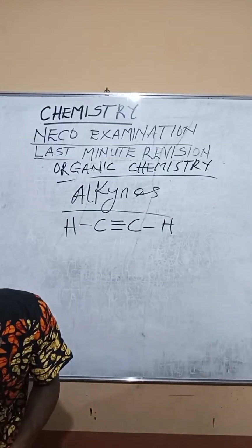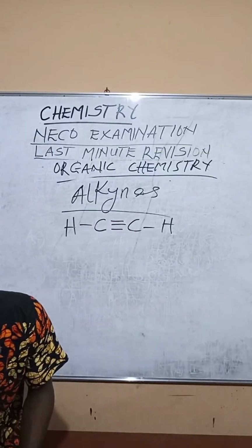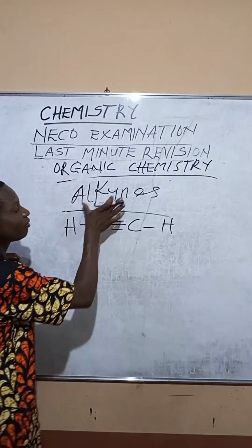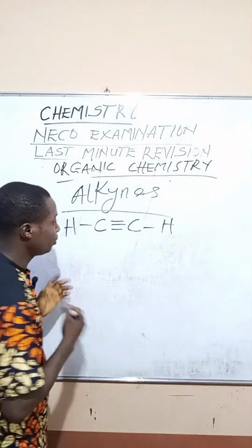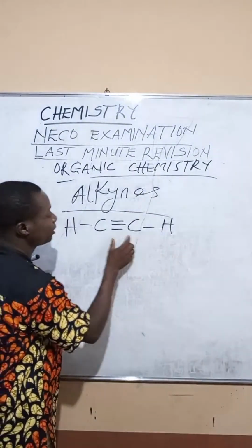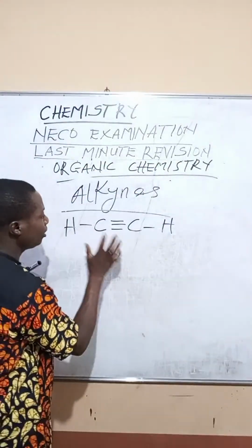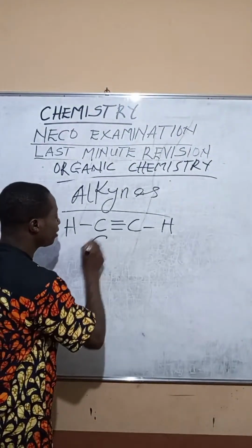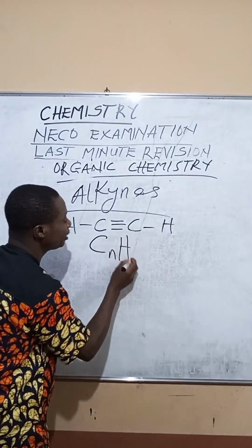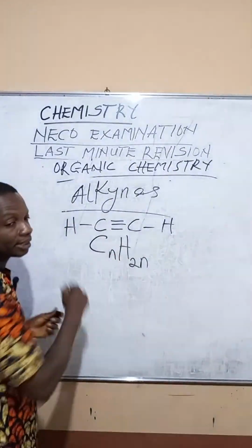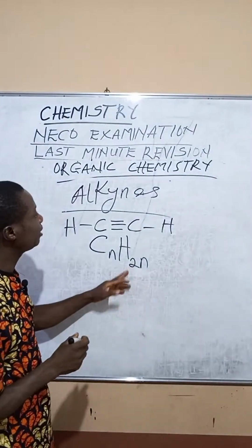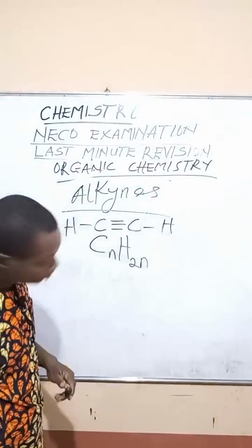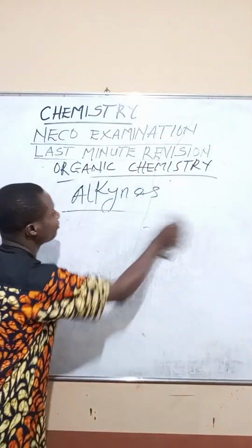Now, give the general molecular formula for this one. I'm sure we know all of that. What is the general molecular formula for alkynes? I've given you already. The general molecular formula is CnH2n-2. This is extremely important. Each of them has its general molecular formula, so use this one for it. That's enough for this class.